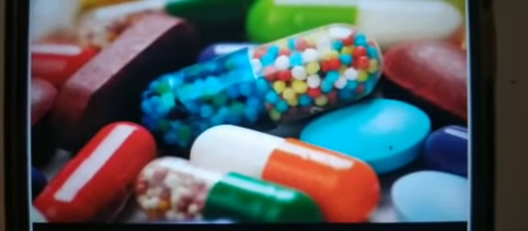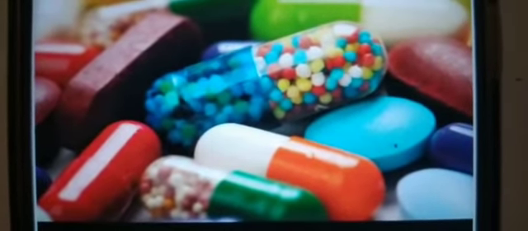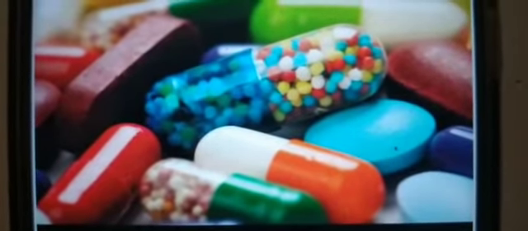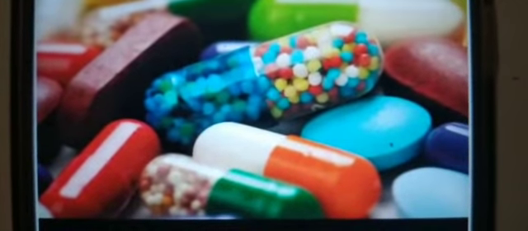And these are used to cure a variety of diseases. Antibiotics are even mixed with the feed of livestock and poultry to check microbial infection in animals.